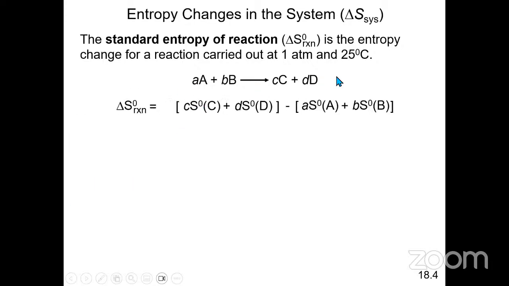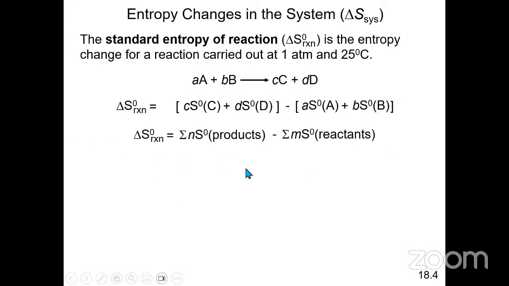So in this hypothetical example, the change in entropy of the reaction would be the sum of the entropy of the products. And of course, you have to multiply the respective entropy values by their coefficients according to the balanced equation, minus the sum of the entropy of the reactants. Again, you have to take into account the coefficients multiplying each of the entropy values. So that will give you the change in entropy. And of course, you'd obtain these values from the table that I would have provided for you, all right?